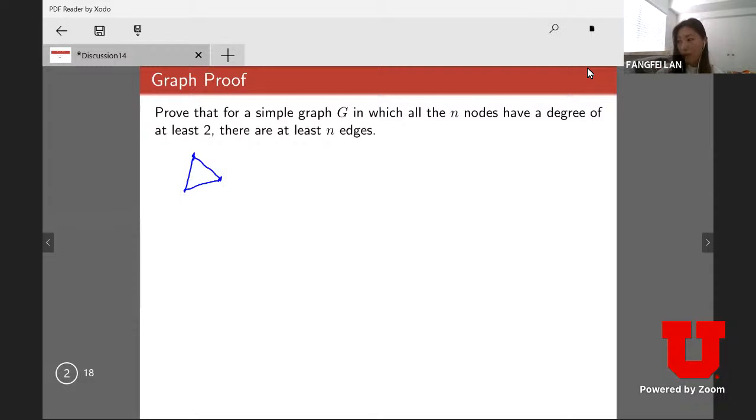A simple graph is a graph with no loops and no multiple edges. So you cannot have edges that go like this. That is not a simple graph. A simple graph can only have one edge going from one node to another node. And there's no loop. There cannot be things like this. That's not a simple graph either. Okay, so how do you think we should approach this problem? Any ideas?